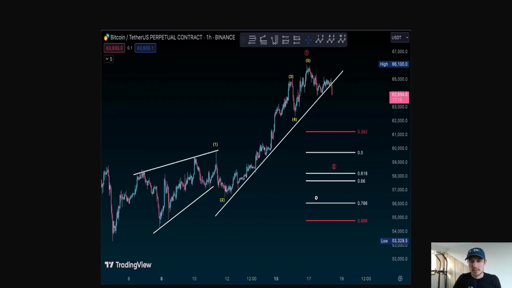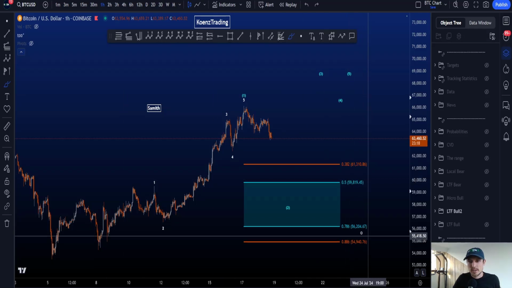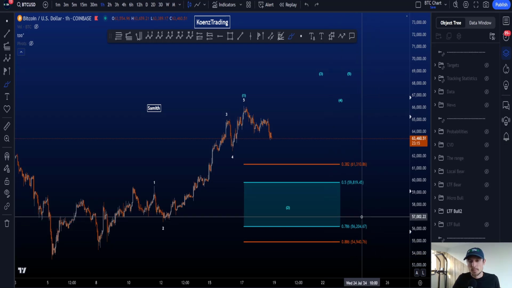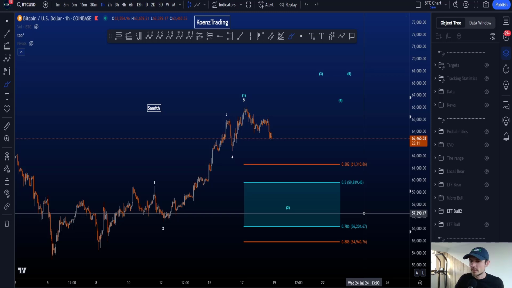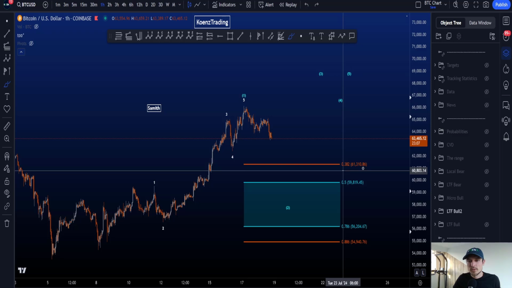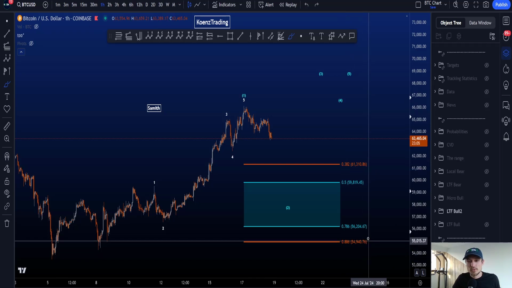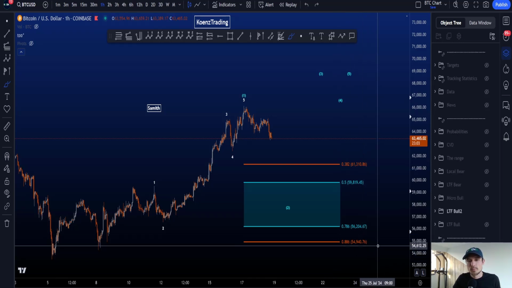First shared by Samith in Discord in the Golden Elliott Waves channel, 1, 2, 3, 4, 5, looking for that wave 2. Nice coloring of the fibs as well, because the 0.382 is an uncommon target for 2 and the 0.886 is a rare target for a wave 2. The common target is the 0.5 to the 0.786, which is between 59.8k and 56.2k, with the 0.382 at 61.3k and the 0.886 at 54.9k.